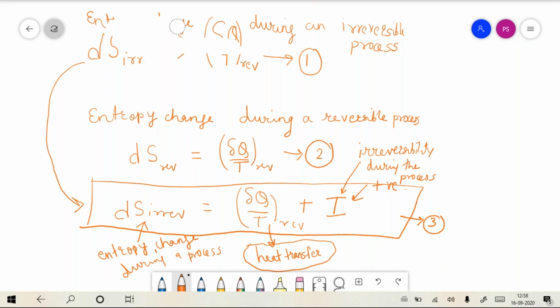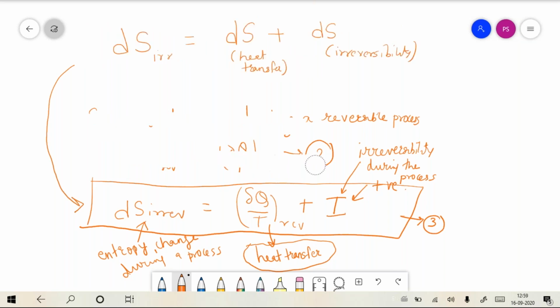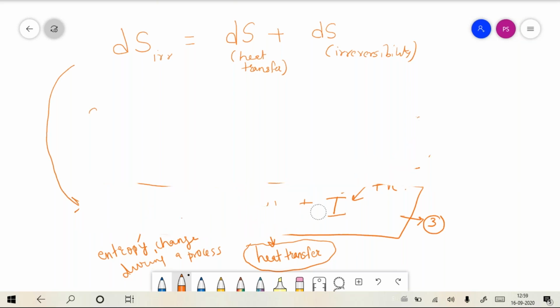So one can say that because of heat transfer, there is a change in entropy. So what we would be doing is that we would now be using a term to differentiate between the change in entropy because of heat transfer and the change in entropy because of irreversibility. So let me use a term called entropy transfer. I will be explaining this shortly.